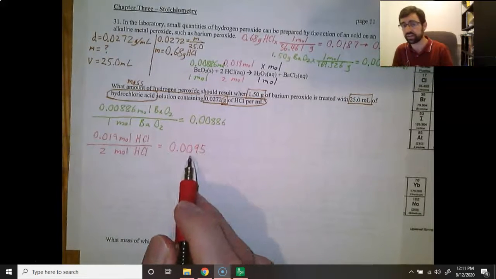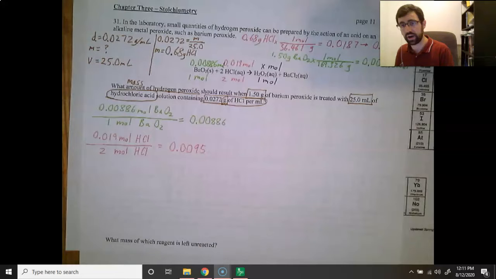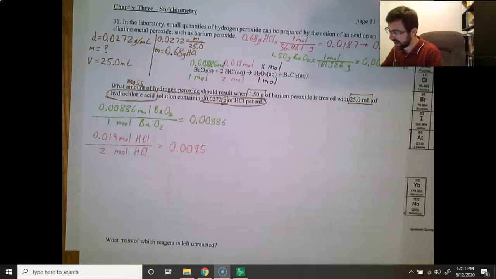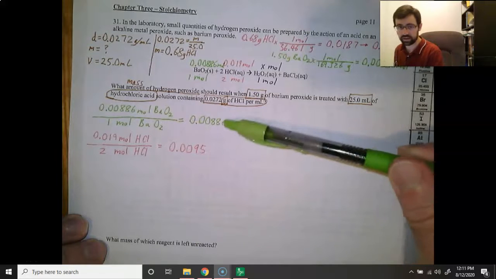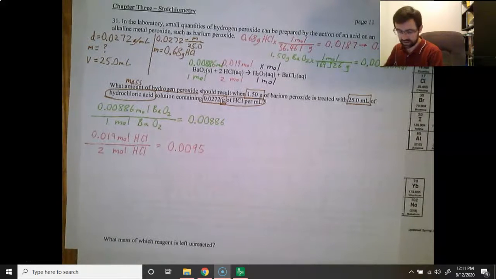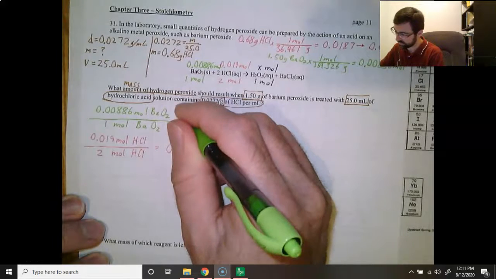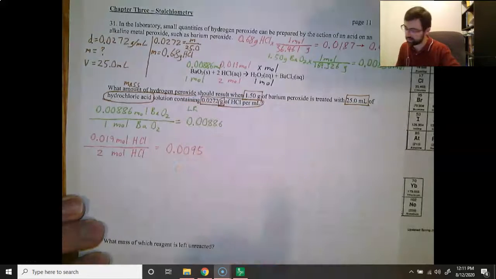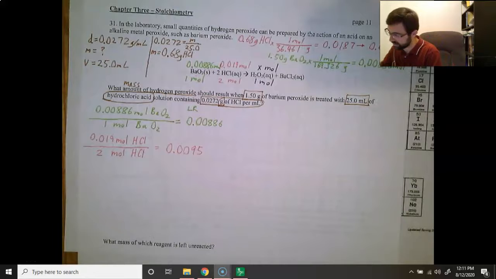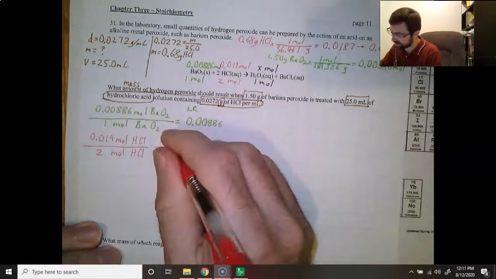The limiting reactant concept is that whichever one I run out of tells me that's the limiting reactant. So it looks like I'm going to run out of barium oxide. That's what I'm going to use. This is my limiting reactant. And as it turns out, this is my excess reactant.